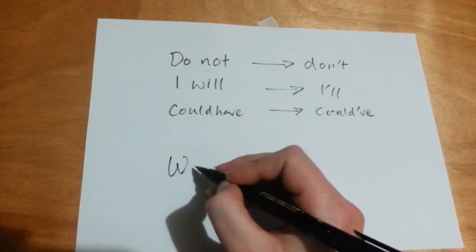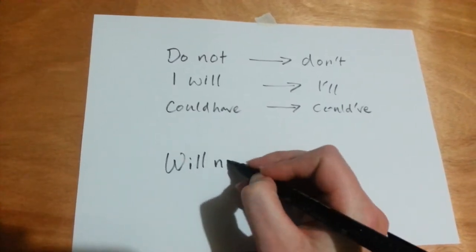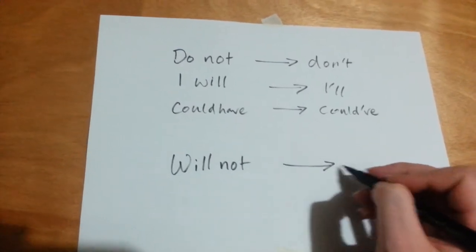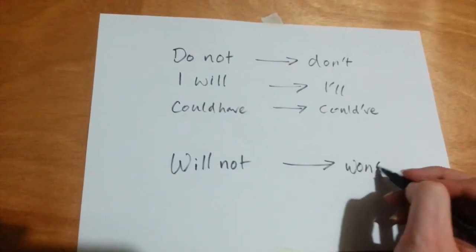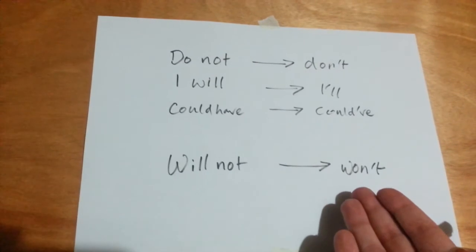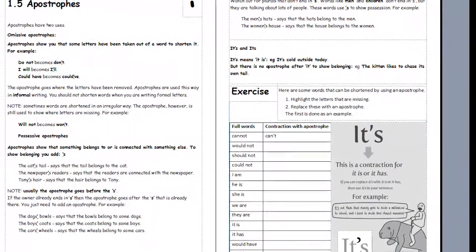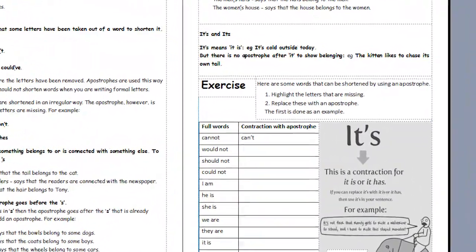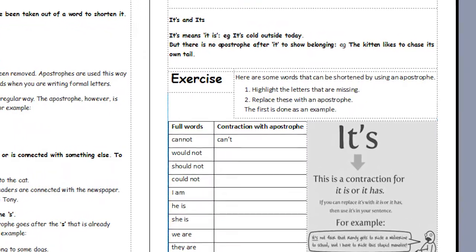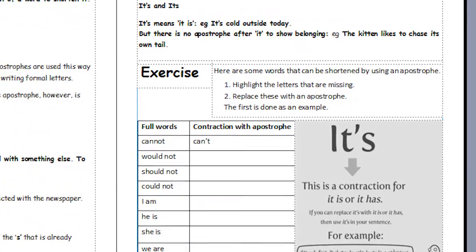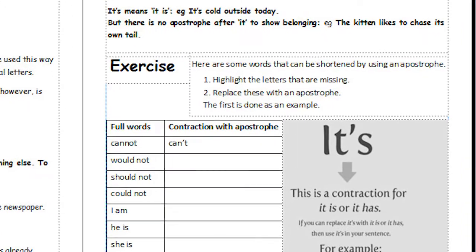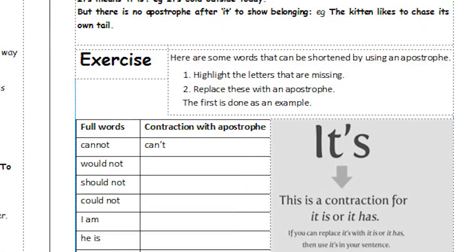Note, sometimes words are shortened in an irregular way. The apostrophe, however, is still used to show where letters are missing. For example, will not becomes won't. Pause the video now and complete the first exercise in section 1.5 of your punctuation and grammar workbooks. When you are happy that you understand how apostrophes are used to show missing letters, return to the video and continue.